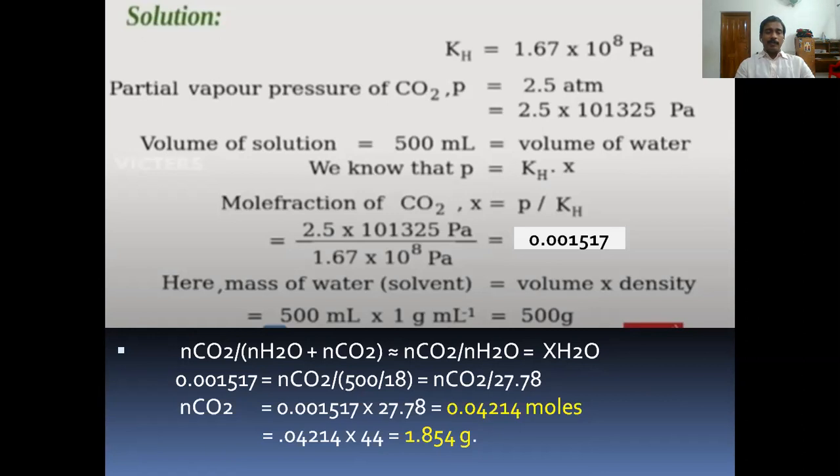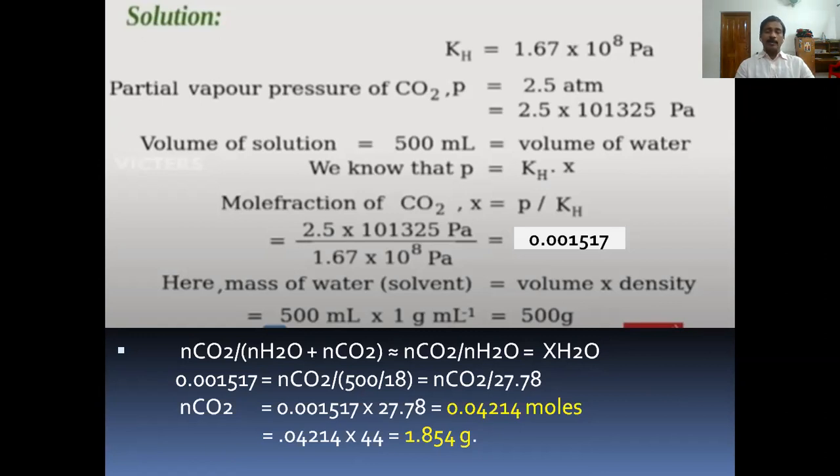Mole fraction of CO2 is number of moles of CO2 divided by number of moles of H2O plus number of moles of CO2. In this equation, it can be approximately written as nCO2 by nH2O, number of moles of CO2 by number of moles of H2O. So mole fraction 0.001517 is equal to number of moles of CO2 divided by number of moles of H2O, that is 500 by 18, equal to number of moles of CO2 divided by 27.78. So number of moles of CO2 is equal to 0.001517 into 27.78, is equal to 0.04214 moles.